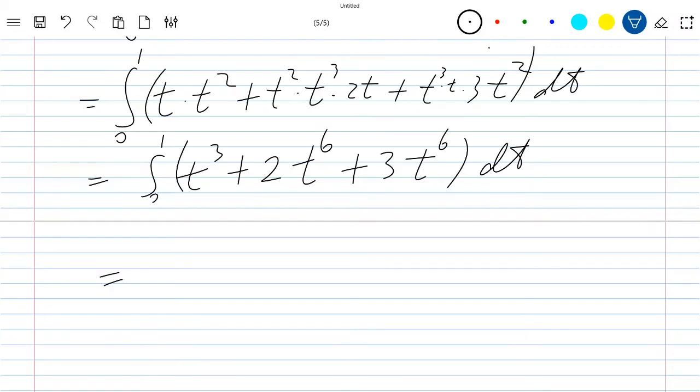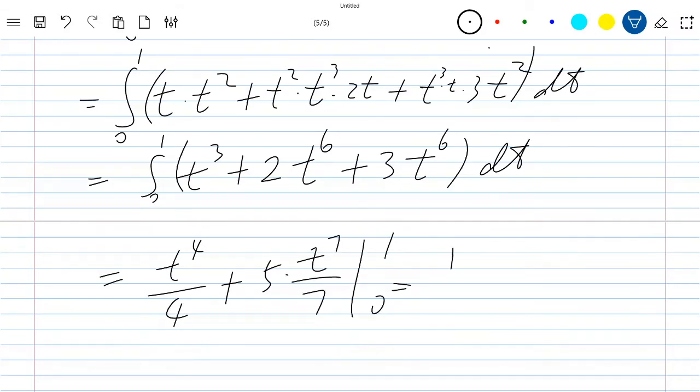That would give you t to the 4th over 4. Then this is 5 t to the 6, so it's 5 times t to the 7 over 7, from 0 to 1, so it's 1/4 plus 5/7. Then that's 28, and this is 7 plus 20, so 27/28. Alright, so that is the work.